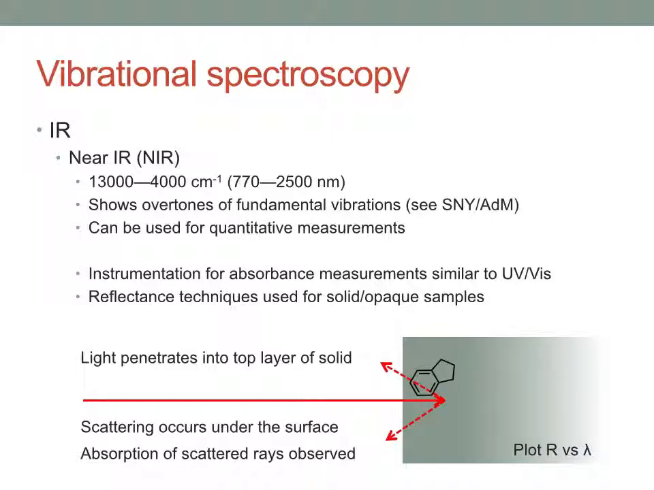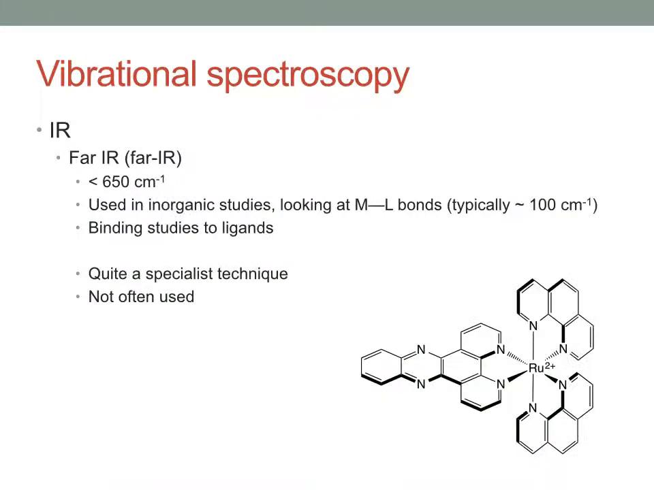So this is near infrared, and as I say, it can give us some additional information. And as you can see, I've converted it here to wavelength. This is just outside the red. I can also look at far infrared. So this is looking at very, very long, low energy wavelengths.